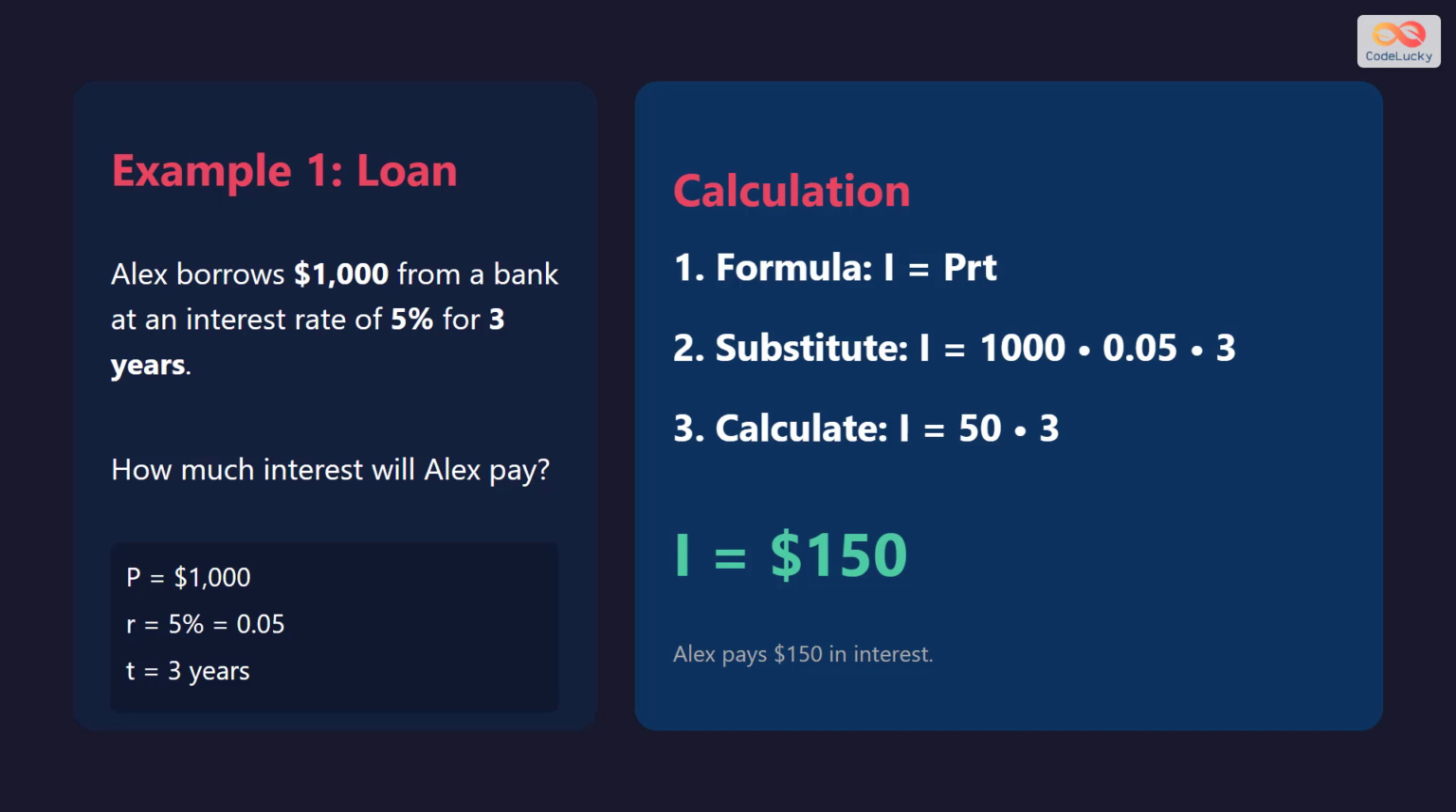Let's look at a real-world example involving a loan. Alex borrows $1,000 at an interest rate of 5% for 3 years. To find the interest, we substitute these values into our formula. 1,000 times 0.05 times 3 equals 150. So, Alex pays $150 in interest.